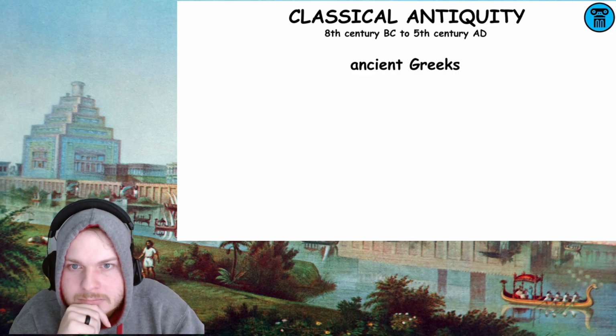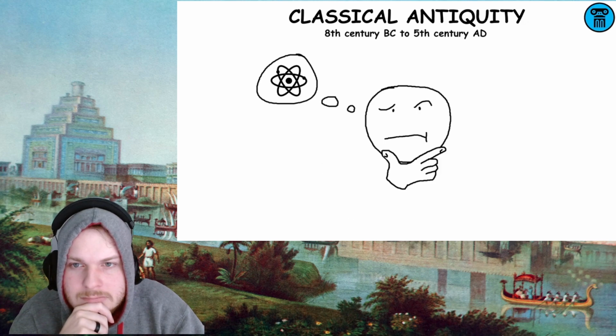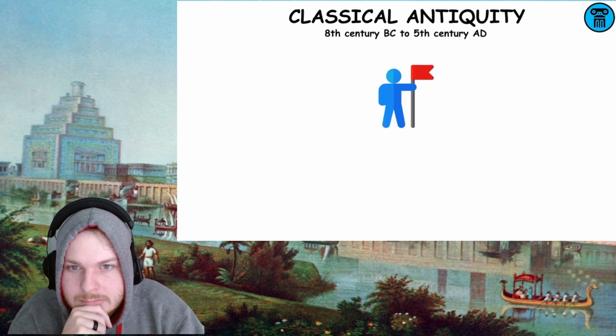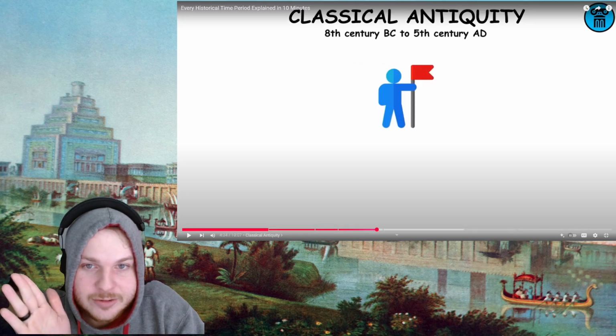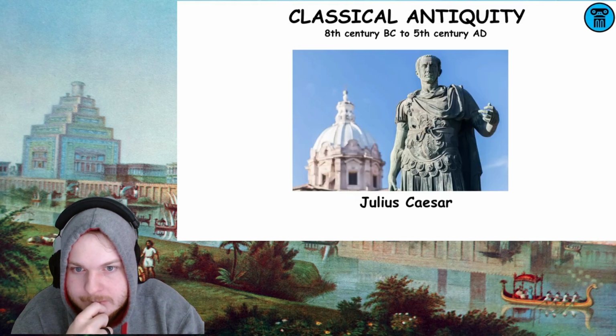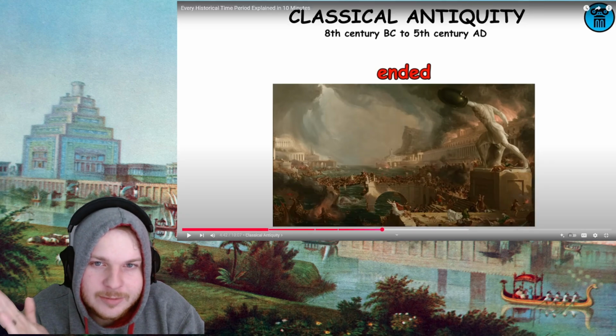The ancient Greeks experimented with the first democracy, and there was evidence of the first truly scientific thinking. The father of medicine, Hippocrates, also lived in ancient Greece. So many of these people lived in ancient Greece. A lot of the most famous leaders ruled in this period, such as Alexander the Great and Julius Caesar. Classical antiquity ended with the fall of the Western Roman Empire, or so like 450?